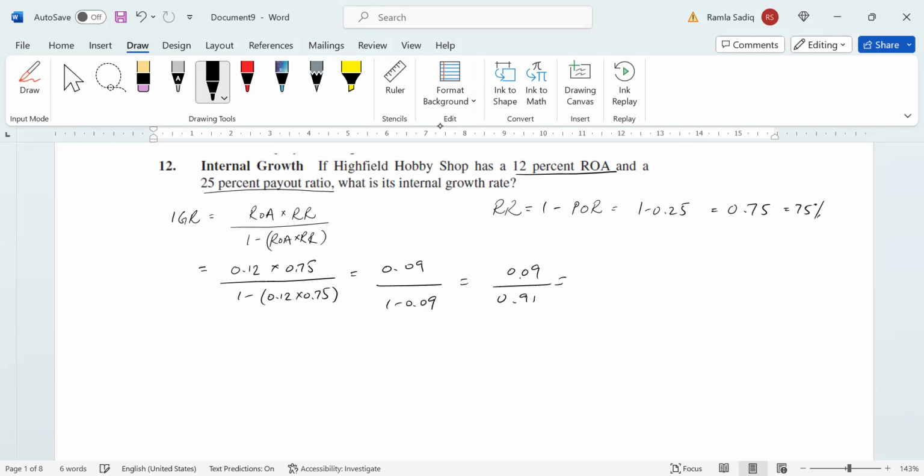Again, putting that into our calculator, we get 0.0989. That means that we have an internal growth rate of 9.89%.